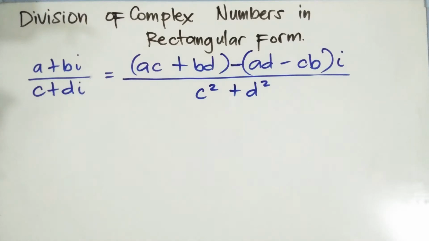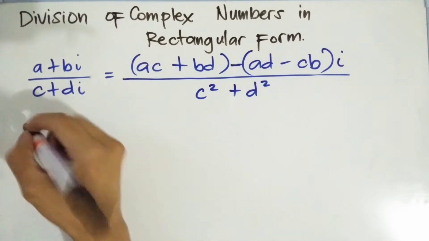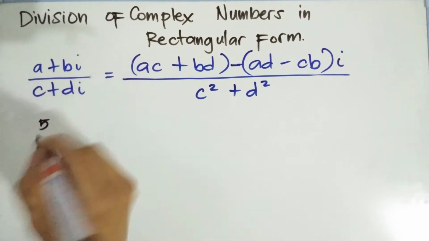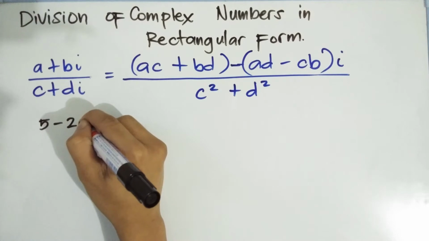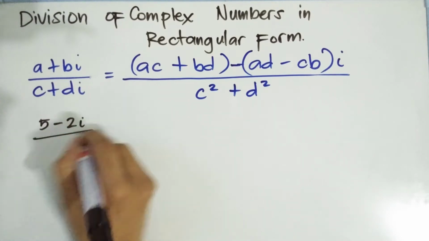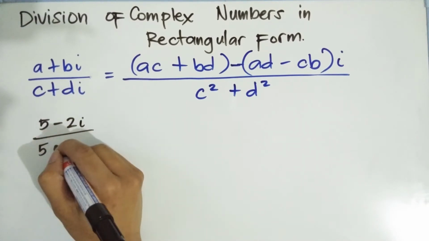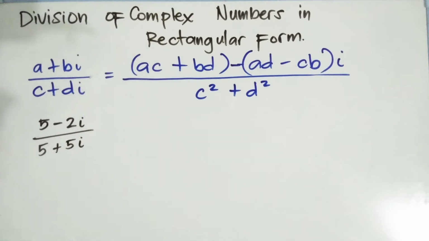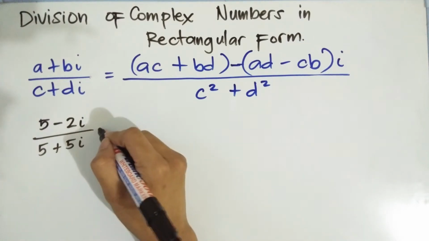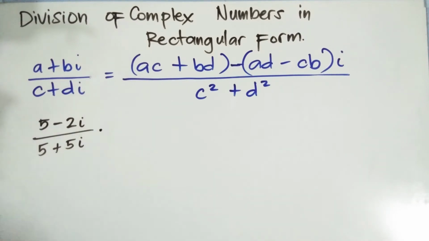Let's have division of complex numbers in rectangular form. We have here a formula stated, but let's try to have an example that would demonstrate how this formula was obtained. Say we have 5 minus 2i divided by 5 plus 5i. So for this one, the first step is to multiply the expression by the conjugate of our denominator.